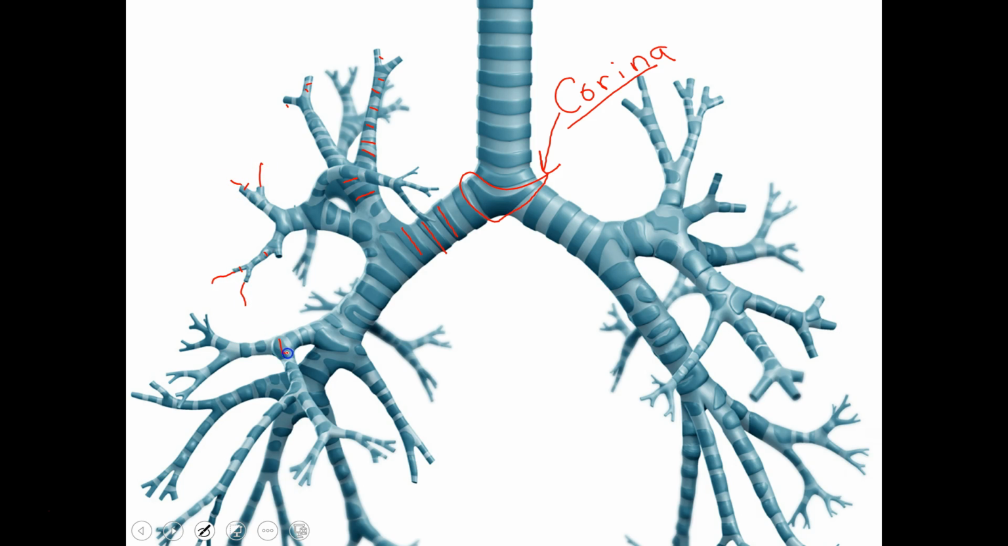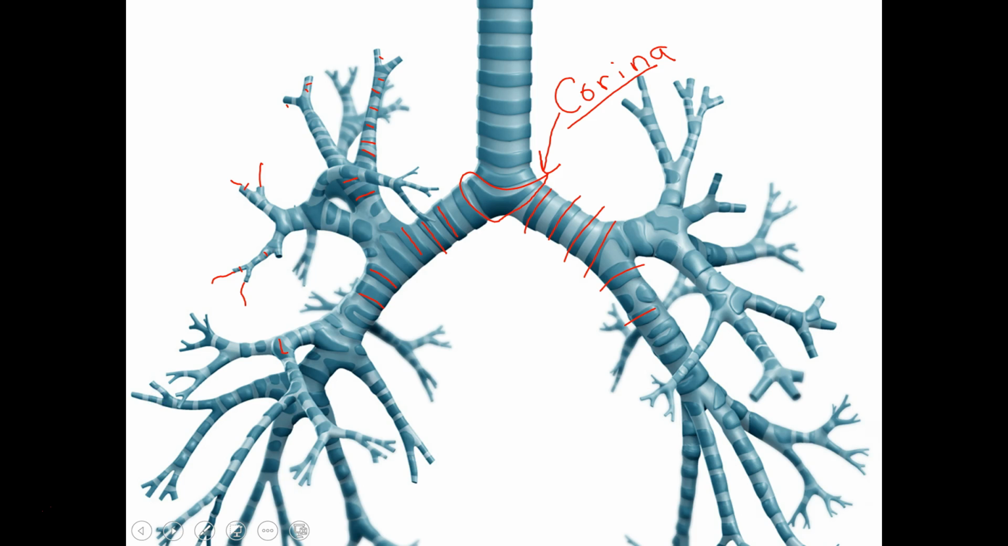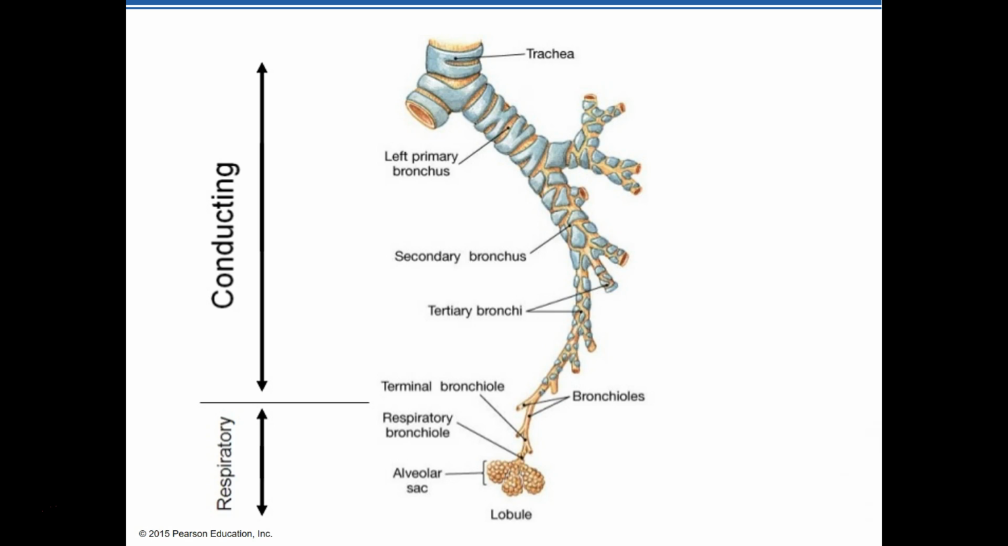Well, this is just showing the bronchial tree that has hyaline or rigid cartilage in it, okay? So that's what it's showing. But be aware, there are other parts of this bronchial tree that don't have all that cartilage, and it has much more muscle.